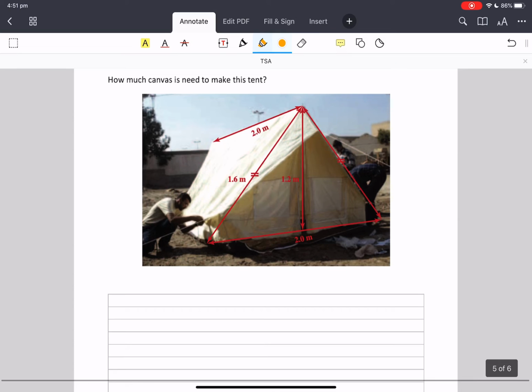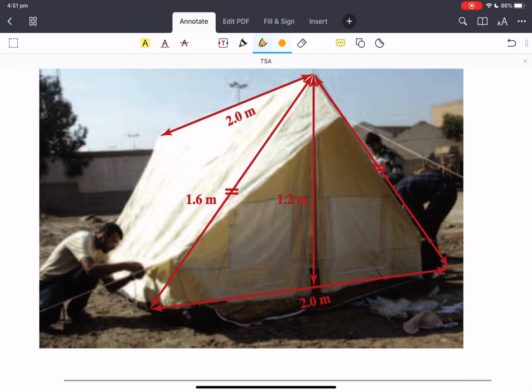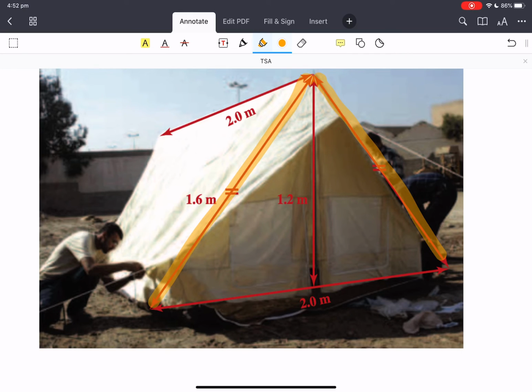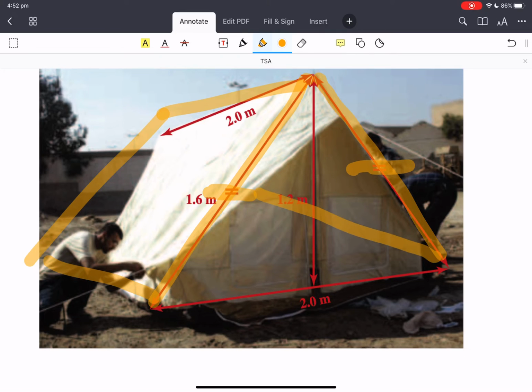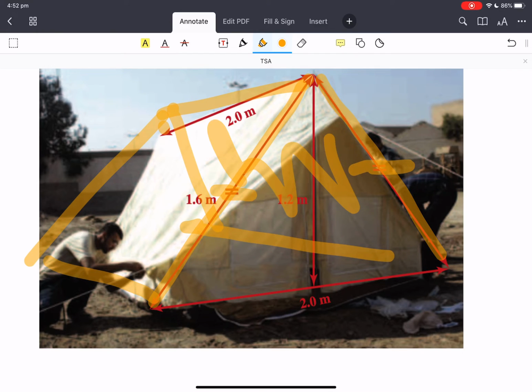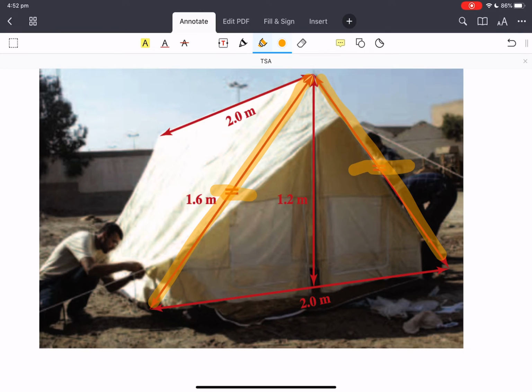Here is a tent. It's a terrible picture, but you can see that it's that side there and that side there. They are the same. So we've got 2 rectangles that will be the same. One on that side, and then there's another one. That's hard to draw, isn't it? Then there's another one going in there on the other side. There we go.